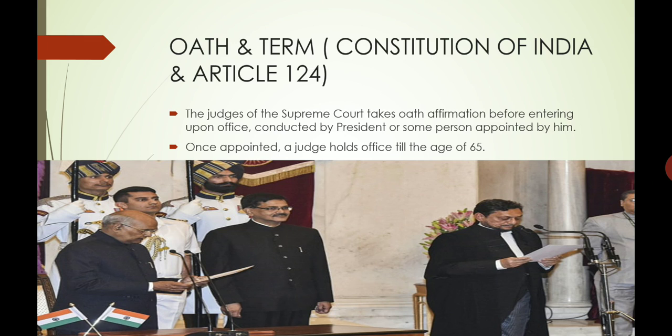Oath and term, Constitution of India, Article 124. The judges of the Supreme Court take oath or affirmation before entering upon the office. The oath is taken by the judges in the presence of the President of India, or if the President is not available for the oath ceremony, then by some person appointed by the President for the same process. Once appointed as a judge, he can hold his office till he reaches the age of 65. Here in the image, you can see our current Chief Justice of India taking oath in the presence of the President of India, Shri Ram Nath Kovind.